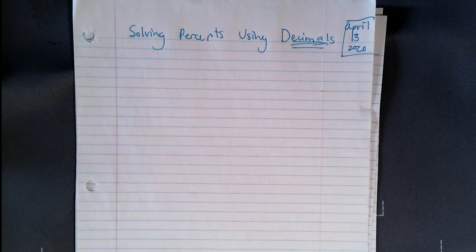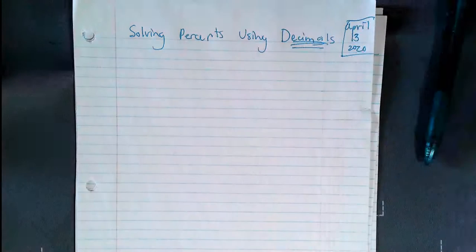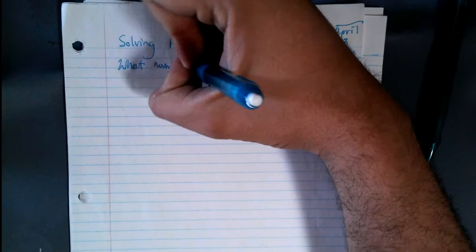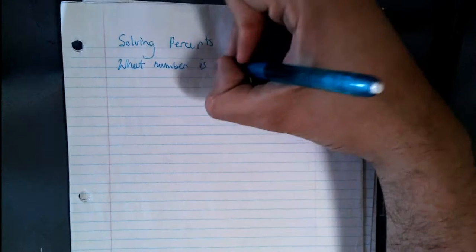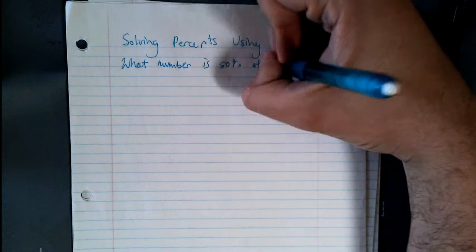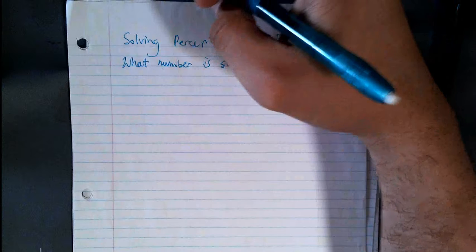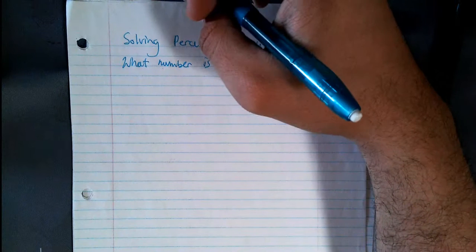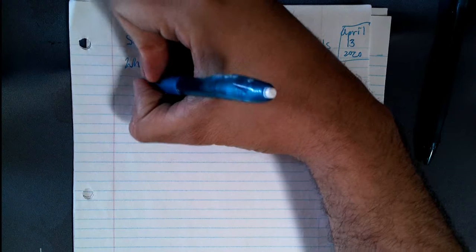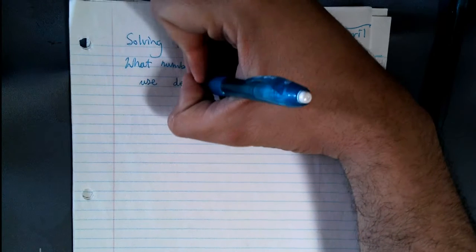Right on. So, let's go through that exact example that they gave us here. What number is 50% of 20? And of course, we already answered this. We know the answer is 10. But let's look at some steps. Instead of using proportions and setting things up as fractions, we are going to use decimals to solve this problem.